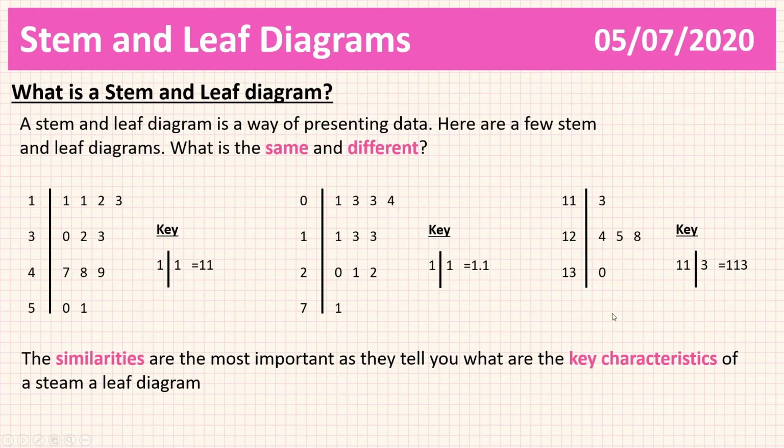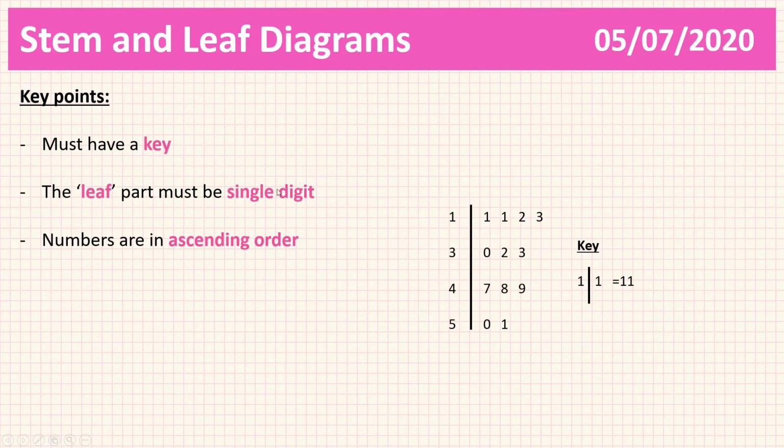So let's have a look at what the actual key characteristics are of a stem and leaf diagram. These are the key points that you need to take away. There must be a key. Without a key, we don't know whether the stem and leaf diagram is showing 11, 1.1, or something else. We need to know what it's showing, so we need to have a key. The leaf section must be single digit, so each of the numbers in the rows must be single digit, and the numbers must be in ascending order. They must be going up.